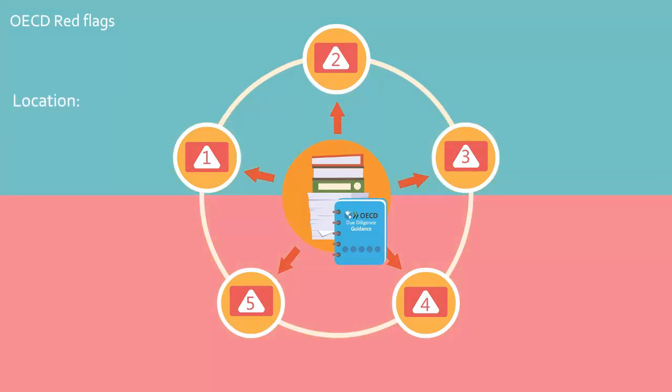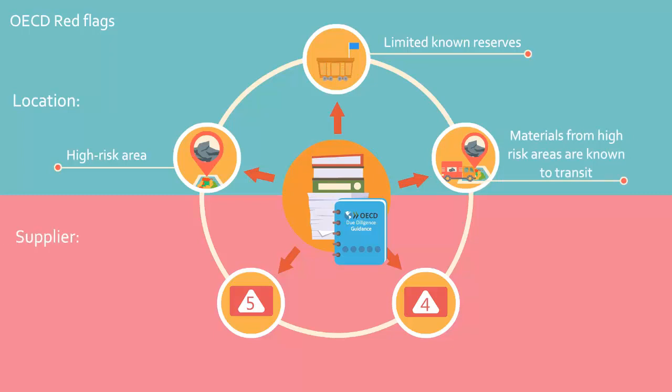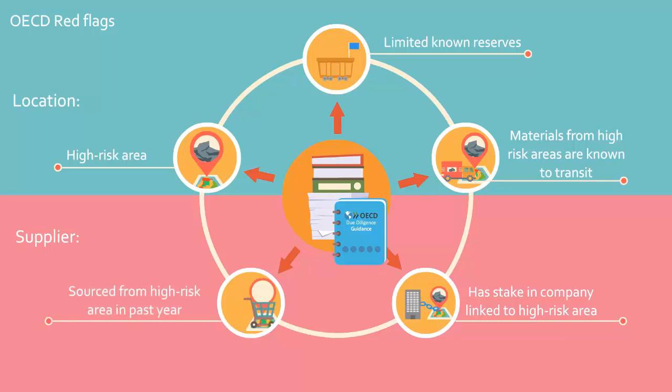The area where the supplier says the materials came from or transited through is a high-risk area, or has limited known reserves of the material, or is a country where materials from high-risk countries are known to transit. The supplier or supplier's suppliers have a stake in a company that operates in or supplies material from a high-risk area, or have sourced materials from a high-risk area in the past year.